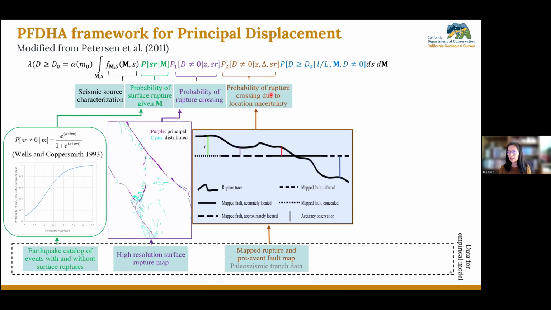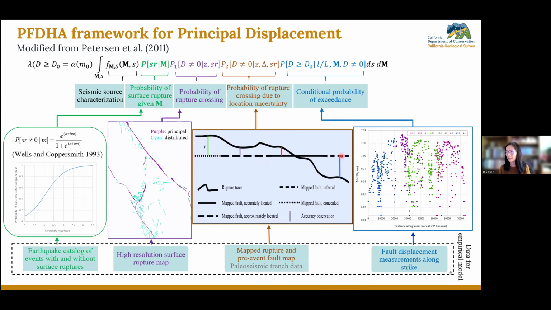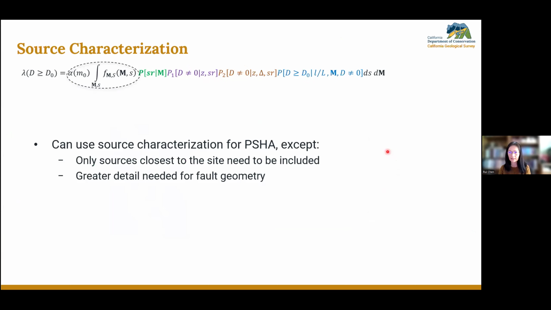The third term is also probability of rupture crossing the site, and it is due to the uncertainty in the location of future surface rupture, or location uncertainty. In Peterson et al. 2011, this term was quantified by distances between surface rupture and the pre-event fault map, fault trace. The last term is a conditional probability of displacement exceedance, which is basically fault displacement model developed using fault displacement data. I will talk about each of these terms briefly in the next few slides.